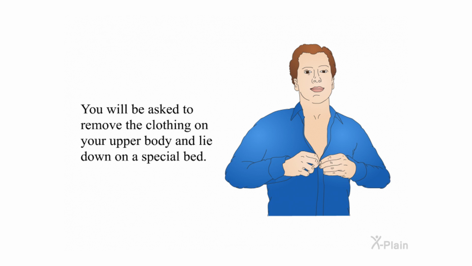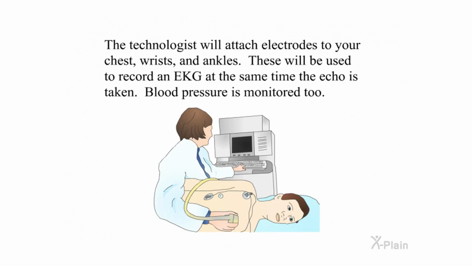You will be asked to remove the clothing on your upper body and lie down on a special bed. The technologist will attach electrodes to your chest, wrists, and ankles. These will be used to record an EKG at the same time the echo is taken. Blood pressure is monitored too.